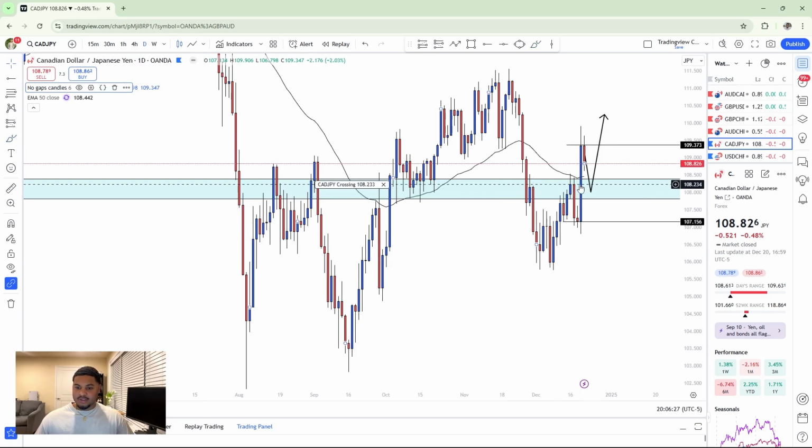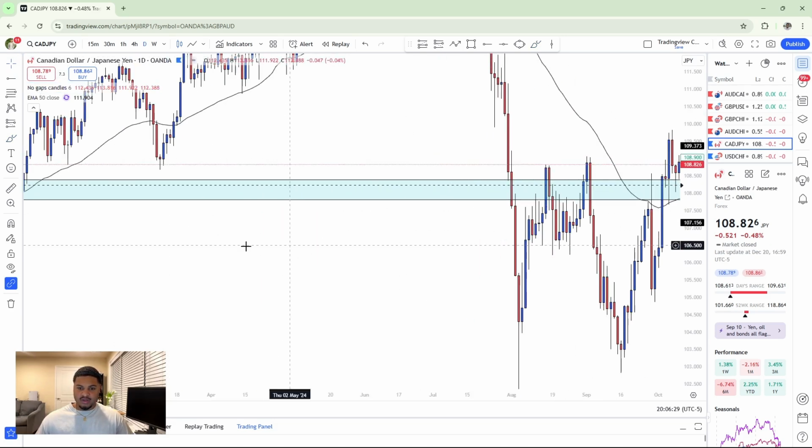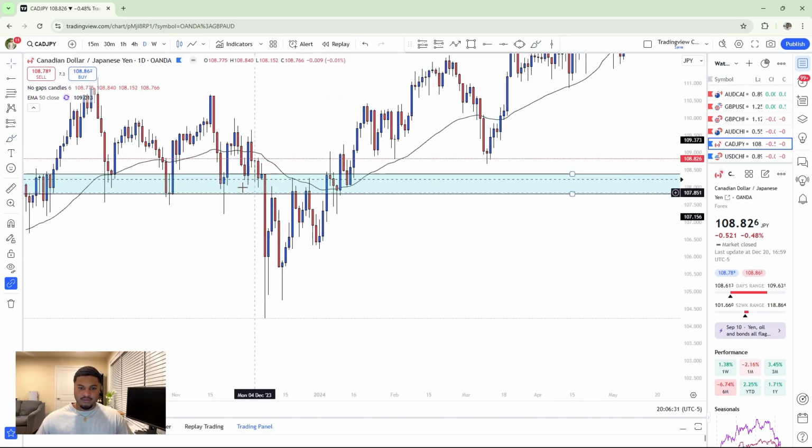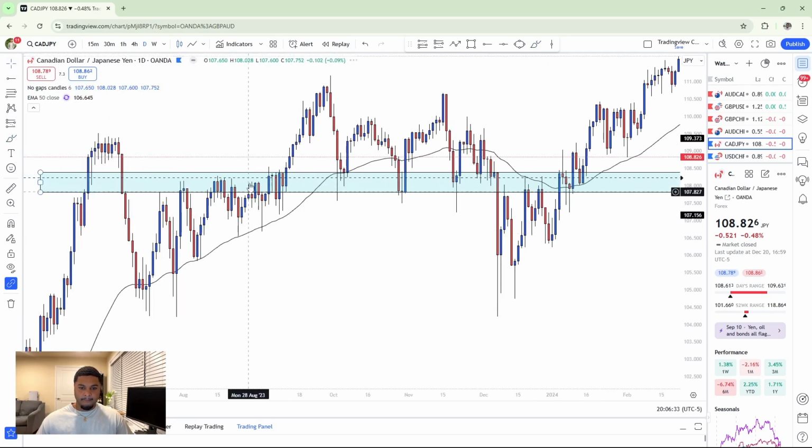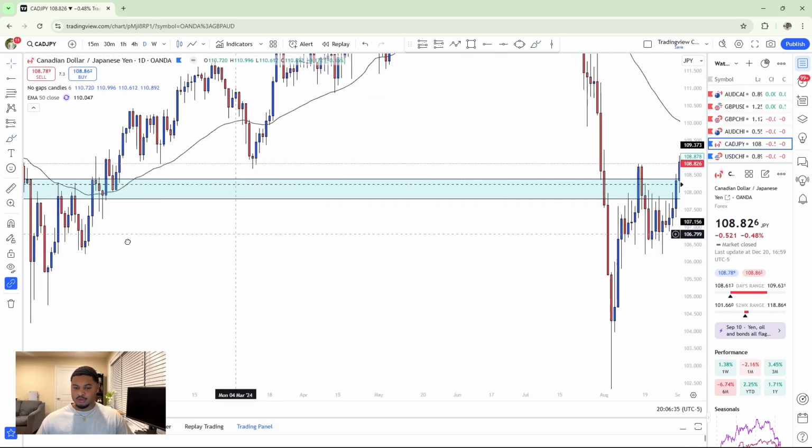And this area of interest, one touch, multiple touches throughout here. 3, 4, 5, 6, 7, 8, 9, 10. Super strong area of interest.